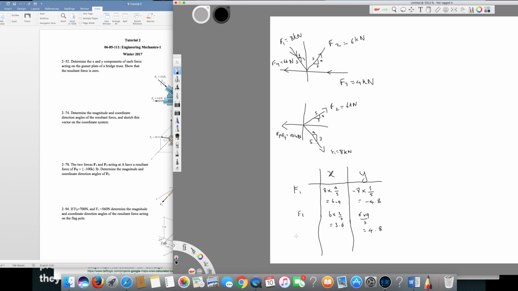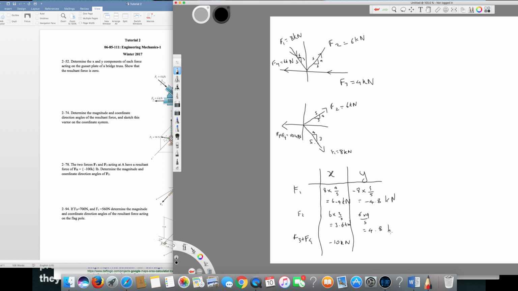And the last one is F3 plus F4. These forces we added already together is 10 kilonewton, and it's facing opposite to the x-axis. If this side of the x-axis is positive, this side is negative. Therefore, we have to put this one negative. So F3 plus F4 is going to be negative 10 kilonewton, and this is the 0 points. Okay.